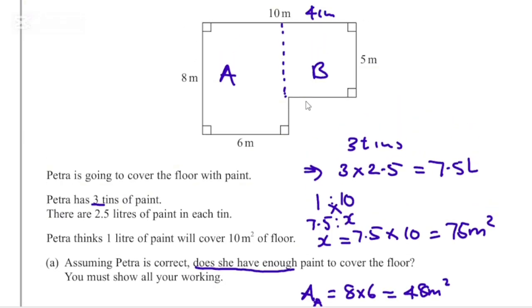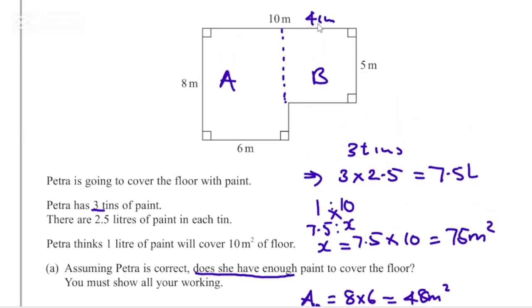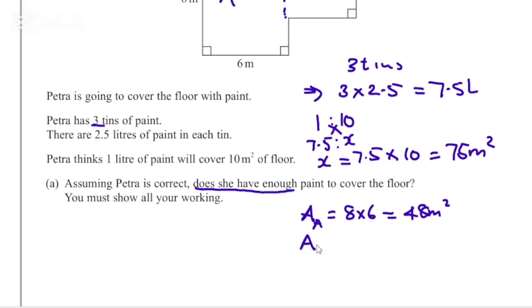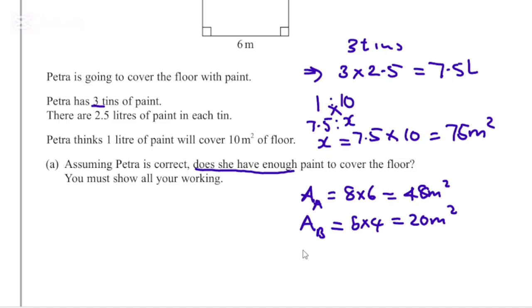Area B is also a rectangle. We have 4 and 5. So area B is equal to 5 times 4, which gives 20 square meters. All right. Now, to find the total area, we add 48 plus 20, which gives 68 square meters.